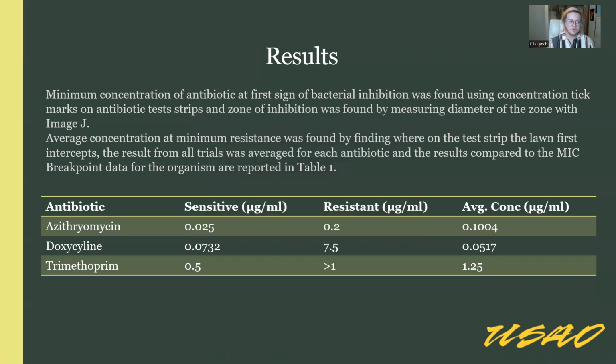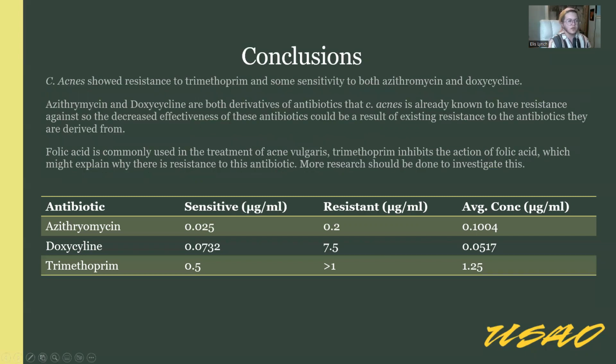The MIC guidelines for these antibiotics were what we used to test and see if the microorganism was resistant. So if the microorganism shows an MIC level of 90, that means that 90% of the organism is being killed at this rate. We say that the organism is sensitive there. We say the organism is resistant when only 50% of the organism is being killed. And these MIC guideline labels can also be seen in the chart. Through the analysis of our results, we concluded that C. acnes was showing resistance to trimethoprim and some sensitivity to azithromycin and doxycycline.